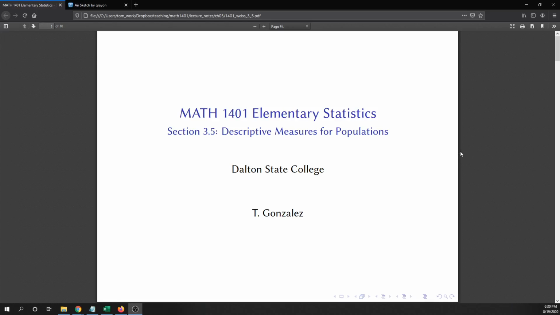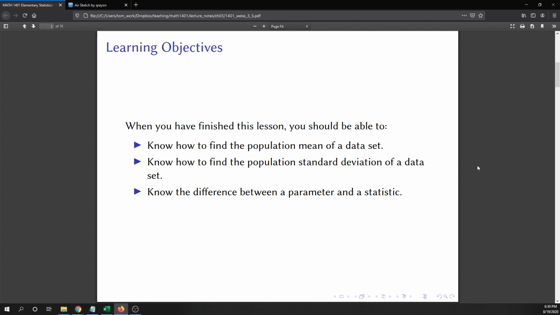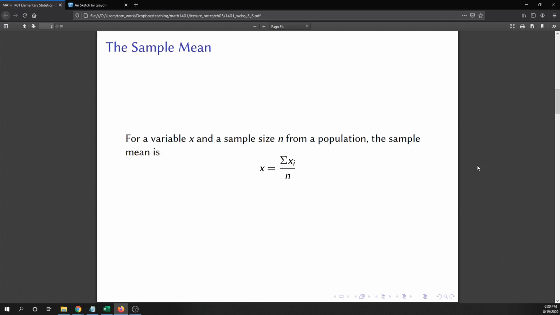All right, in this video, we are going to talk about descriptive measures for populations. So in a previous video, we talked about the sample mean, right? And to go back and review population and sample, remember the population is the entire group of individuals under study. So for instance, maybe you want to find the average height of everybody in the United States of America. That would be your population, right?